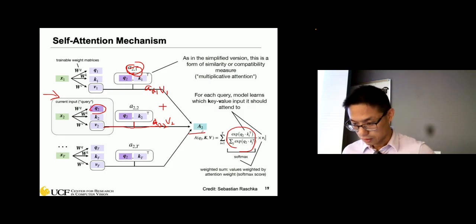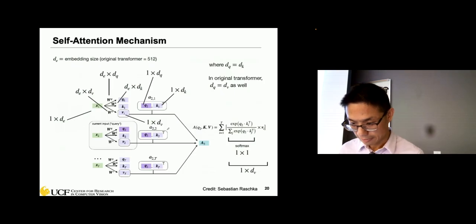Okay, we'll have more examples to help you have a better understanding. This is just to give you a detailed illustration of how the self-attention mechanism is working under the hood.